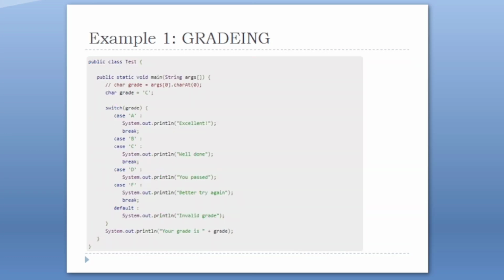Here is a program for better understanding of fall through. In this program, there is a character variable called grade with the value c. But for now, let's ignore this variable and move on to the switch case. In this switch case, in case A, it will print excellent. If the case is B, it has no executable code. And case C, it prints well done. Case D, it prints you passed. And case F, it prints better try again. So if a user were to enter the value of grade as B, as there is no executable code and no break, it would fall through to the next case, that is C, and print well done.